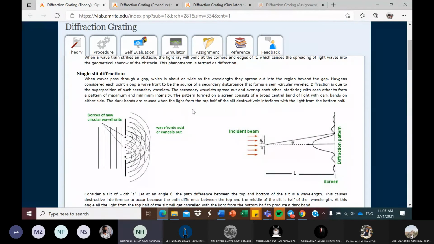So when the secondary wavelets spread out and overlap each other, interfering with each other to form a pattern of maximum and minimum intensity. The pattern formed on screen consists of a broad central band of light with dark bands on either side. The dark bands are caused when the light from the top half of the slit destructively interferes with the light from the bottom half.